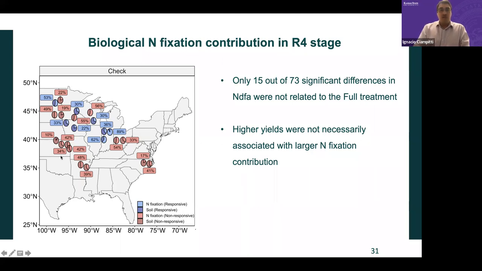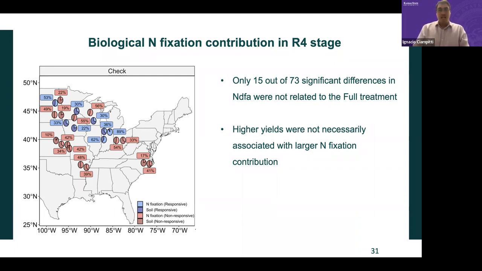We have some places where the amount of nitrogen fixation is low, 34, 42%. We have some locations in the northern part, close to 50%, same as in some locations in Indiana and Ohio. So clearly we have a lot of variability. And this is important to think about, understanding how this variability is connected in terms of nitrogen fixation.